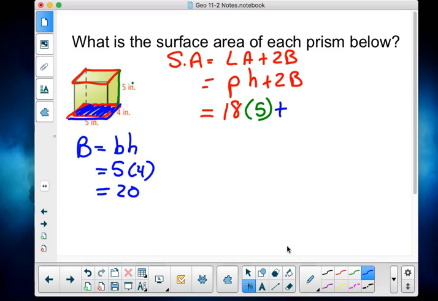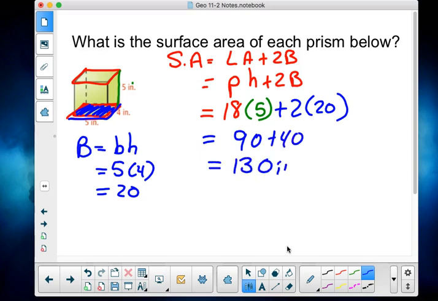So now there's 2 of those. 2 times 20. And now I'm looking at 18 times 5, which is 90, plus 40. And my area is 130 inches squared. Remember, dress up your numbers with units. We don't want them walking around without them.